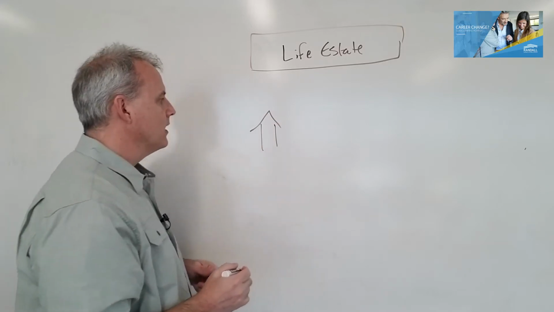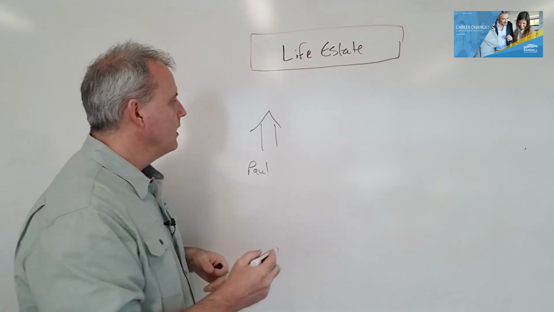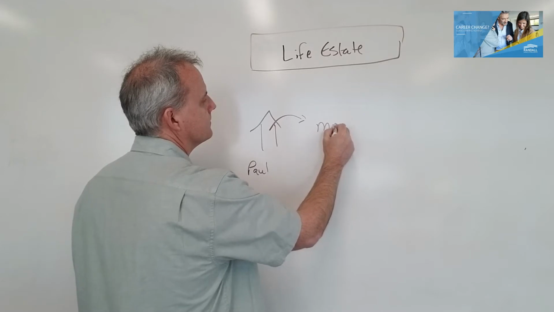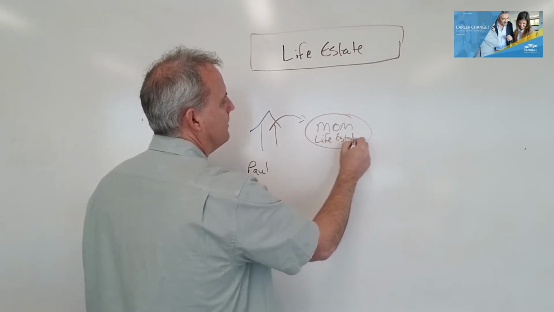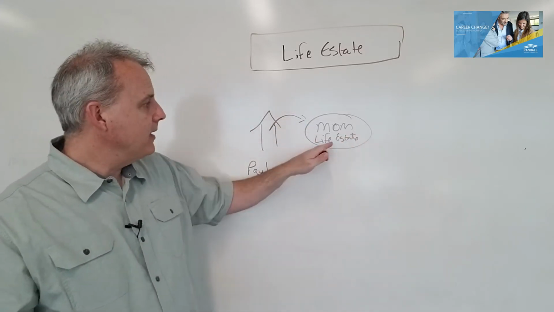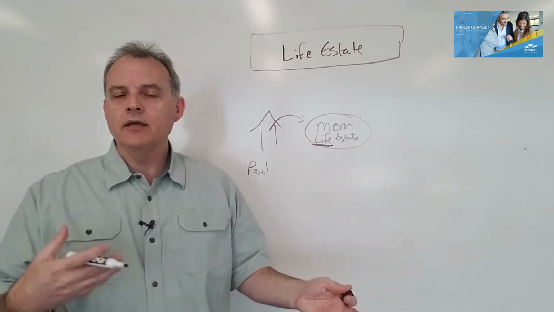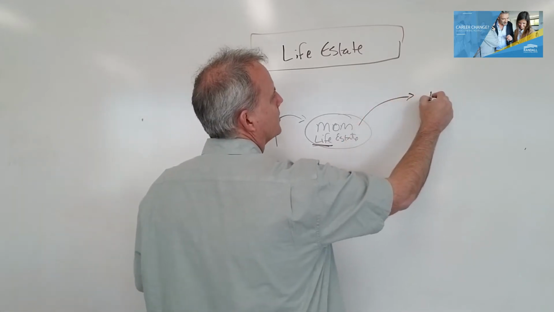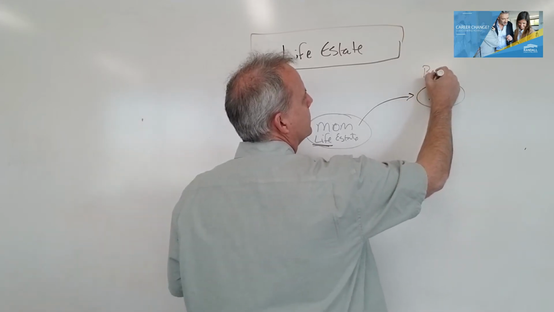So here's our house, and I own it. Paul owns it. That's me, okay? Now, I transfer title to mom under a life estate. That means, listen, title is transferred. She owns it. But that means mom, though, has a life estate, meaning she owns it only for the remaining amount of her life. And once she dies, then the ownership interest is going to go to Tom, whoever Tom may be. Now, Tom is called the remainderman.